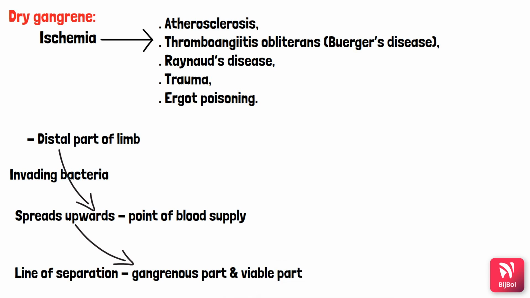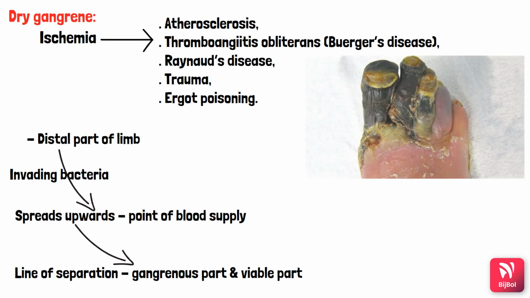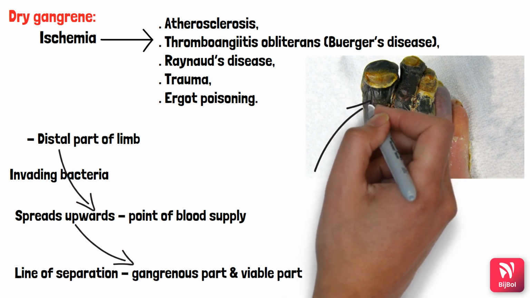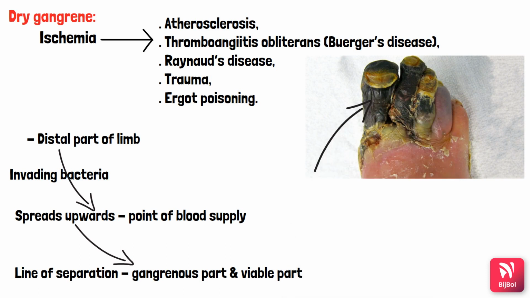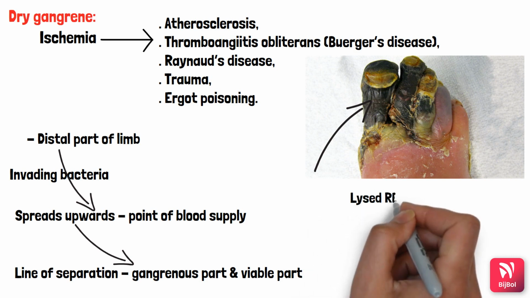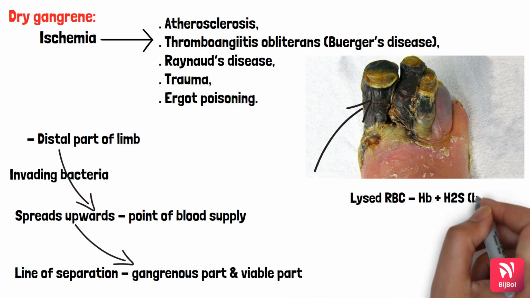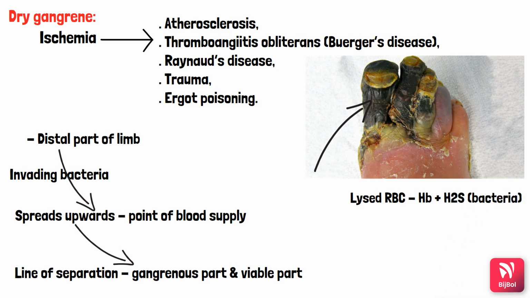There is a picture here, a gross picture of dry gangrene. As you can see, the affected part is totally dry, shrunken and dark black, resembling the foot of a mummy. Why is it turning dark black? It is because there will be lysis of red blood cells, which will release hemoglobin.